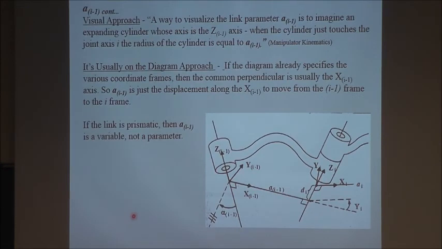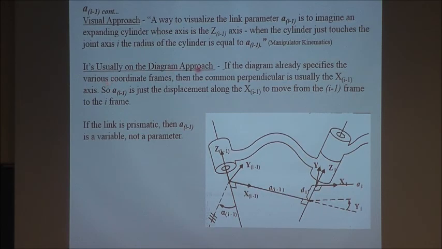Second, we are not done yet. ai minus 1, we can look at the visual approach. A way to visualize the link parameter ai minus 1 is to imagine an expanding cylinder whose axis is the Zi minus 1 axis. When the cylinder just touches the joint axis i, the radius of the cylinder equals ai minus 1. So, as I said, when this cylinder aligns with this one, it has moved ai minus 1. Exactly, nothing less, nothing more.